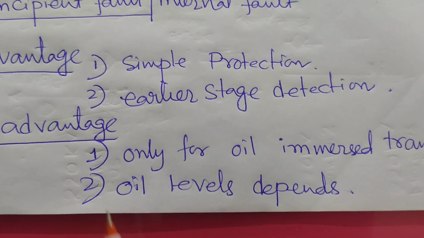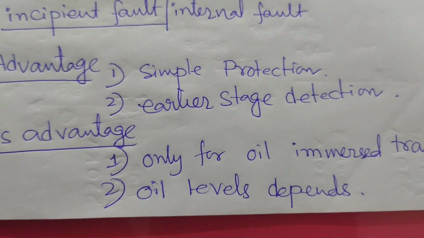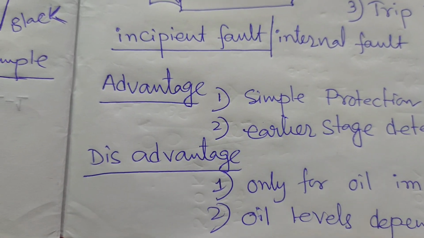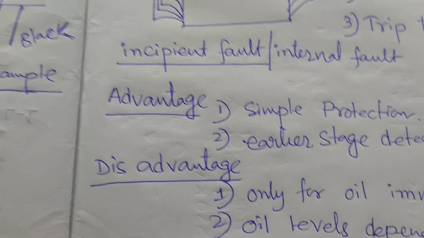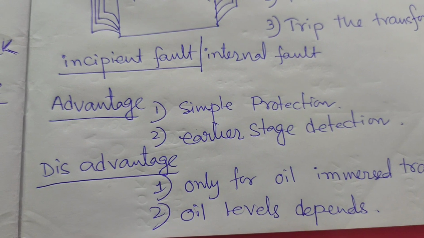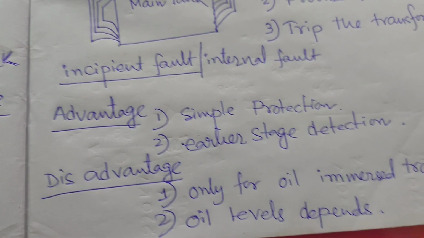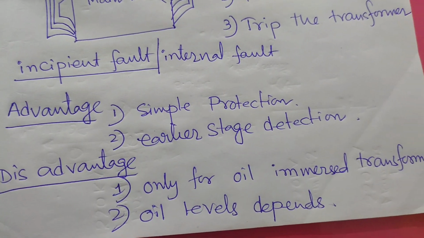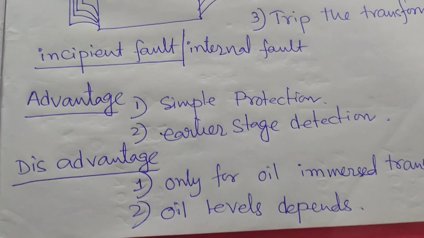And the disadvantages: it's only used for oil immersed types of transformers, and it depends on the oil level. If the oil level goes down, the alarm will come. If a force has happened inside the transformers, then that force thrusts the flap up, and this flap will rotate the mercury, and the contact will be made, and the DC will go to the circuit breaker, and the particular transformer's breaker will be tripped accordingly.